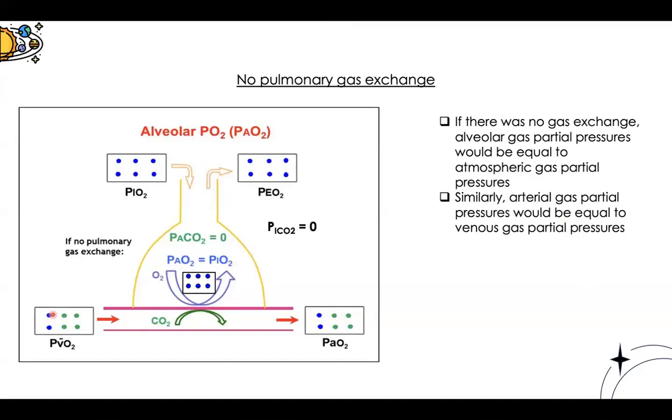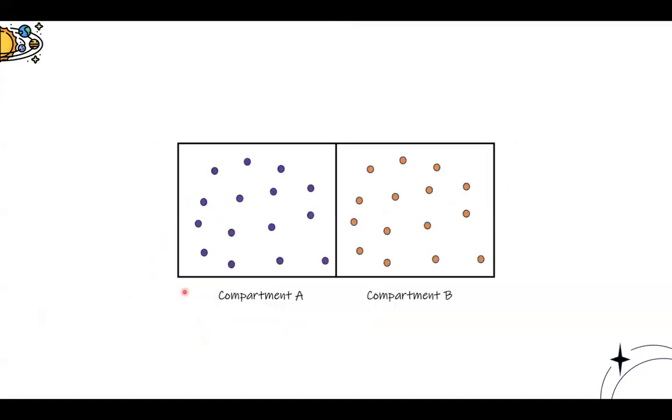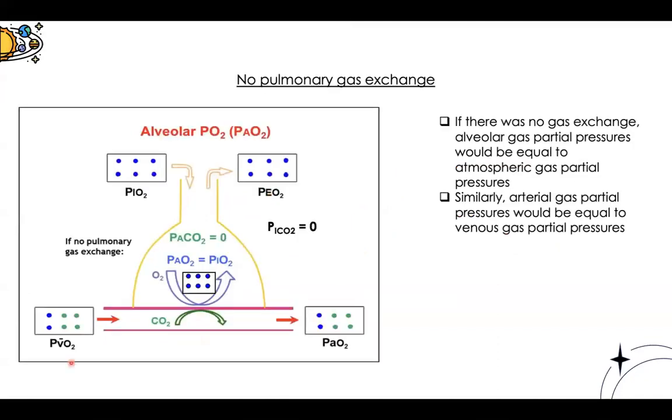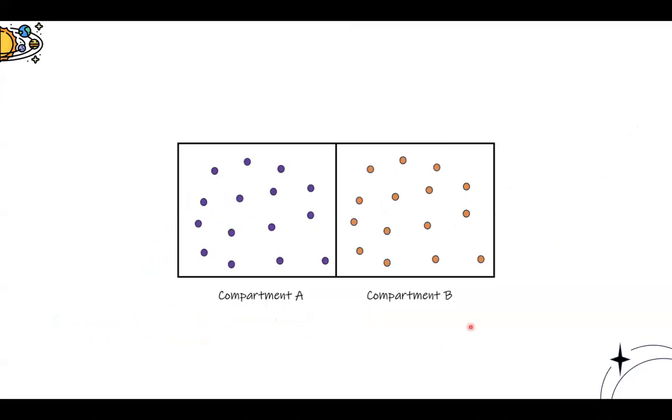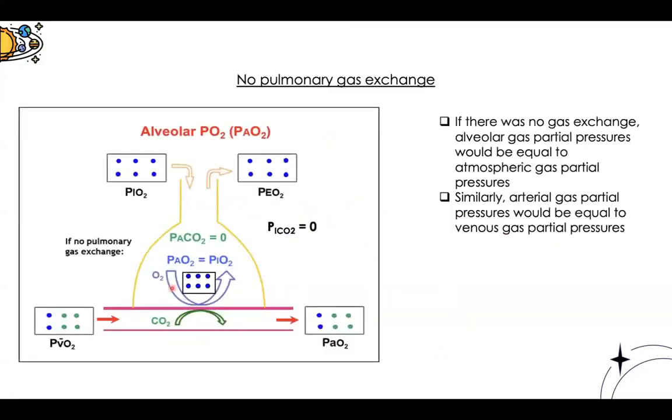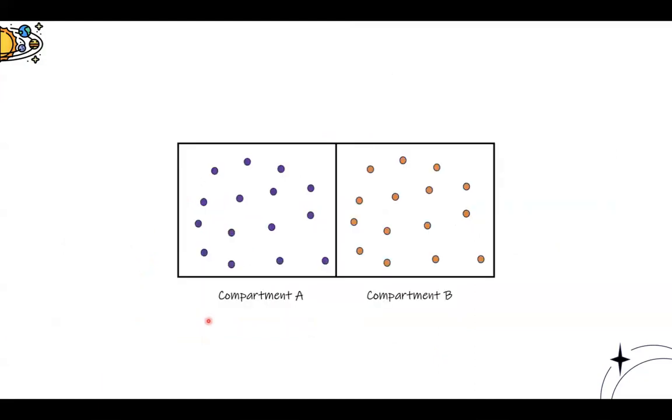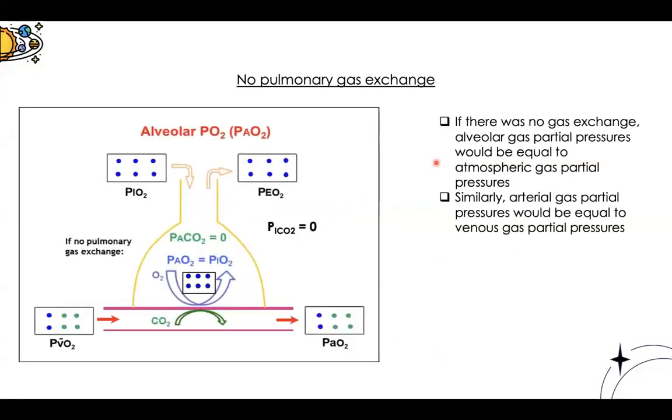Okay, good. And here I said, similarly, arterial gas partial pressures would be equal to venous gas partial pressures. That's the same concept, because we're no longer having any gas exchange, and the veins and the arteries are connected through the capillary beds. So essentially, they'll also equilibrate, okay? And so basically this is what you would see in the alveolus, because it's barred off, and the capillaries have their own part. They maintain whatever they're doing.